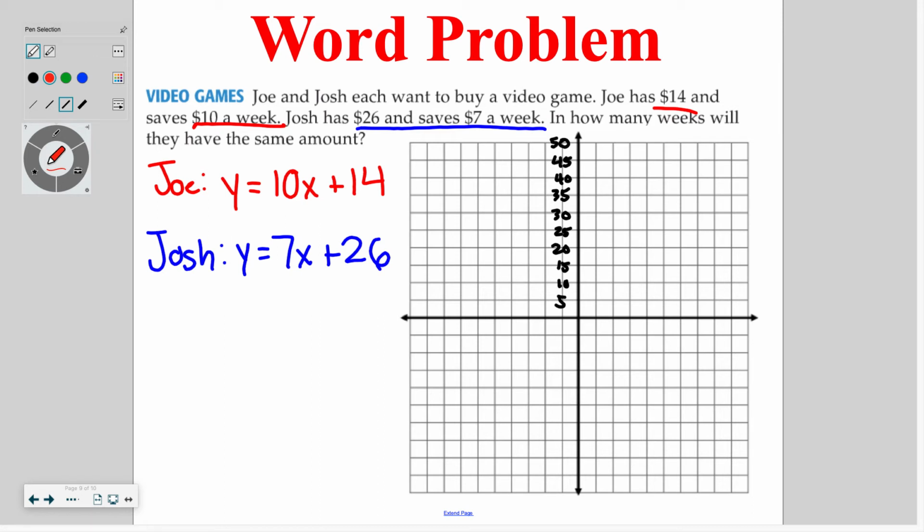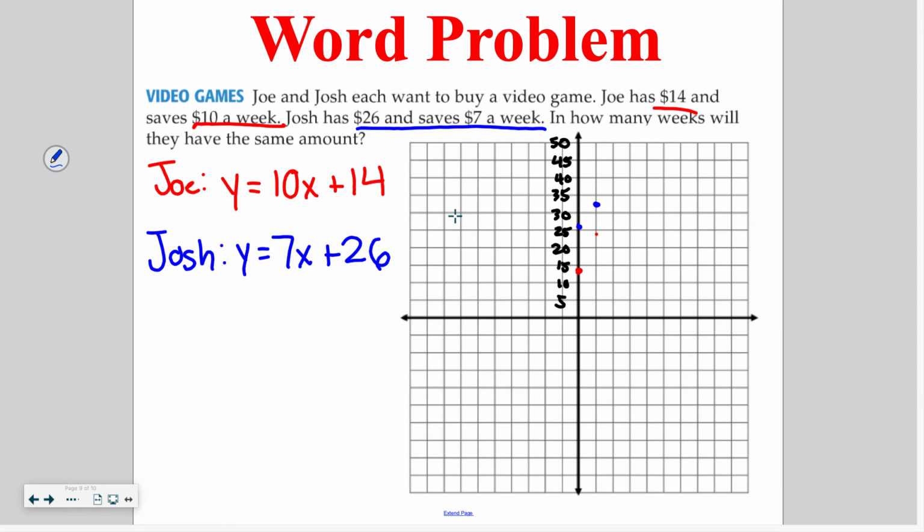So starting with Joe, his initial amount was at 14, and he goes up by $10 per week. So up 10 and over 1 for the week. So he's got $24 after that week. And then we've got Josh, who starts with $26 and is going up by $7 per week. So if I do 26 plus 7, that's going to get me 33. So that's going to put me right there.